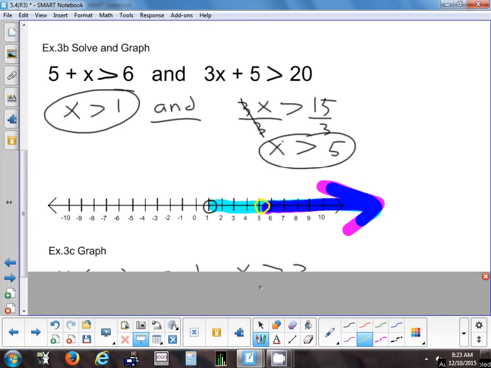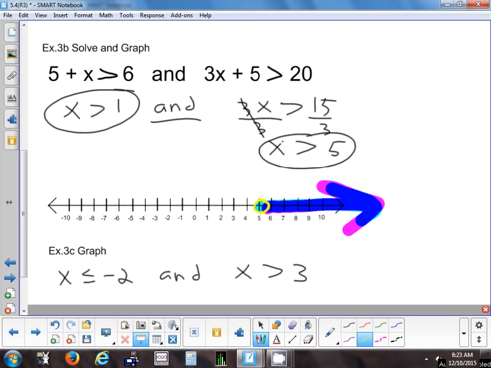All right, where is the overlap? From what number on? 5. From 5 and on. Okay, if this was an or, I would leave it just like this. I just graph it all. But with an and, I can only graph the overlap. And that's it. All right, so everything from 5 and on is the overlap.